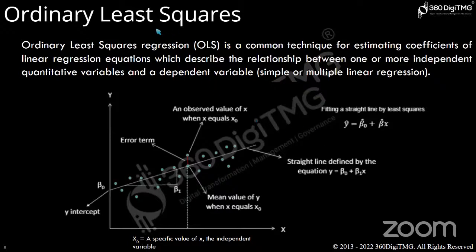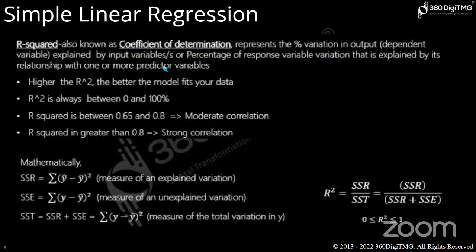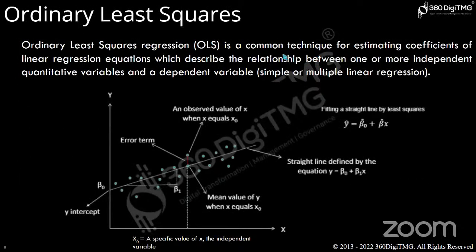Now let's talk about ordinary least square regression. This is an ordinary, very common technique for estimating coefficients in linear regression, for the relationship between one or more independent variables and a dependent variable. This is known as ordinary least square regression.